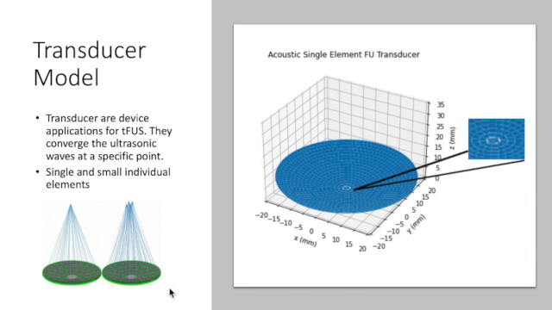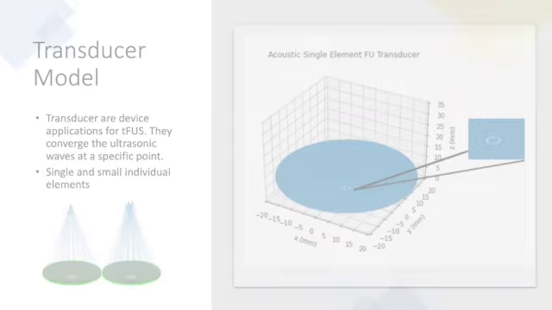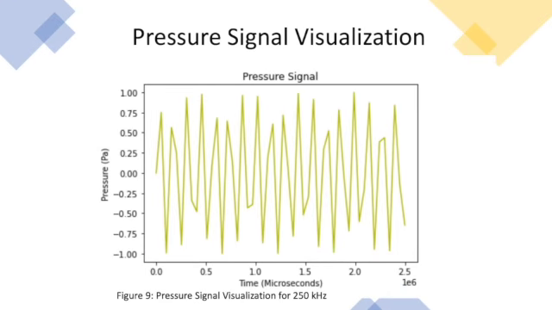The pressure signal is unique to this transducer as it has a frequency of 250 kHz, making it a low-intensity focused ultrasound. Pressure signal is important because it is a variable that can be changed depending on the transducer type. This model below is a representation of the pressure signal produced by the transducer for a frequency of 250 kHz. And pressure is on the y-axis and time is on the x.